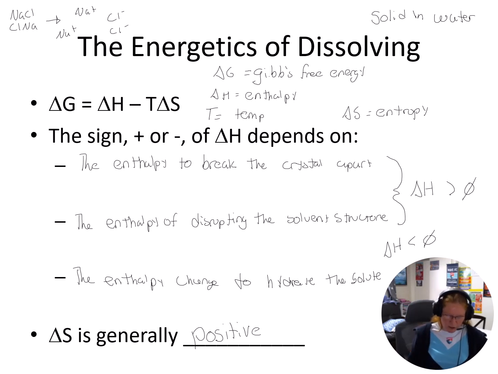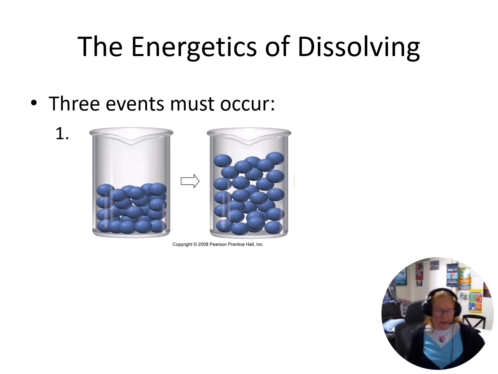Okay, so we've got these three processes. So let's take a look at these in a little bit more detail. And let's understand these three events. All right. So again, we have three events that have to occur. Okay. Let's see here. I put a picture of my solvent. So our first event is going to be the solvent particles are going to separate from each other.